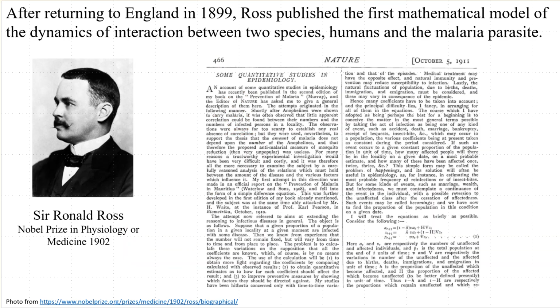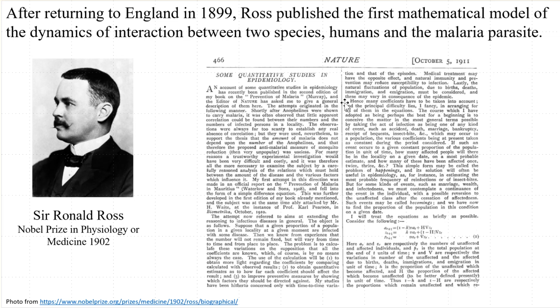But let's get back to Sir Ronald Ross. So Ross made this discovery, won the Nobel Prize in 1902, and then went back to England to take up practice there as a research physician.